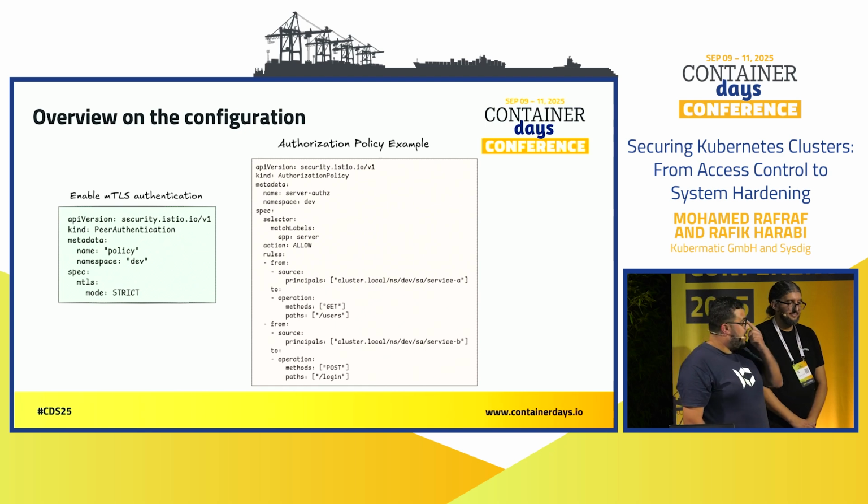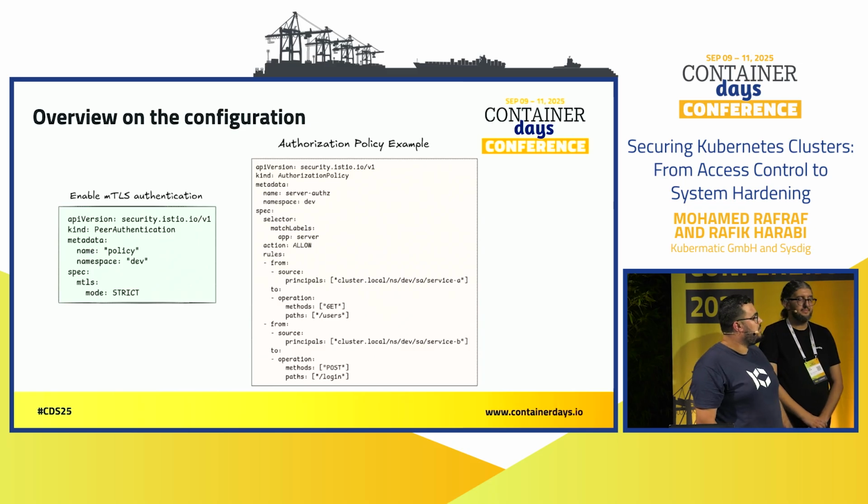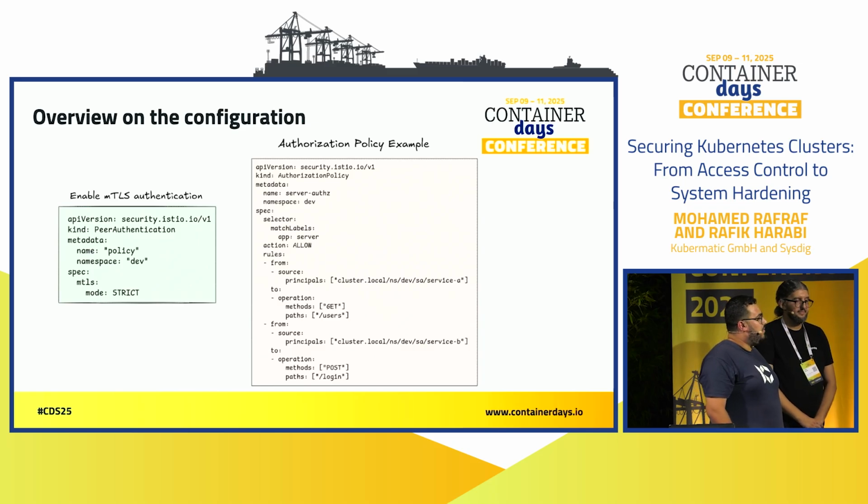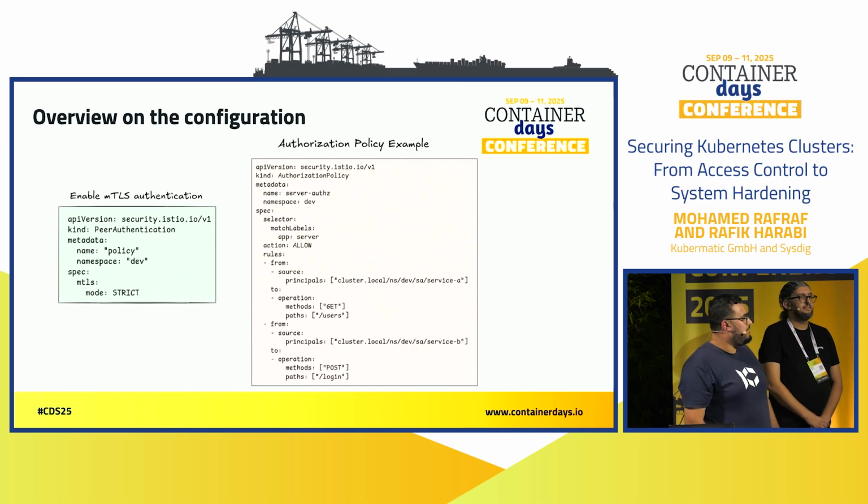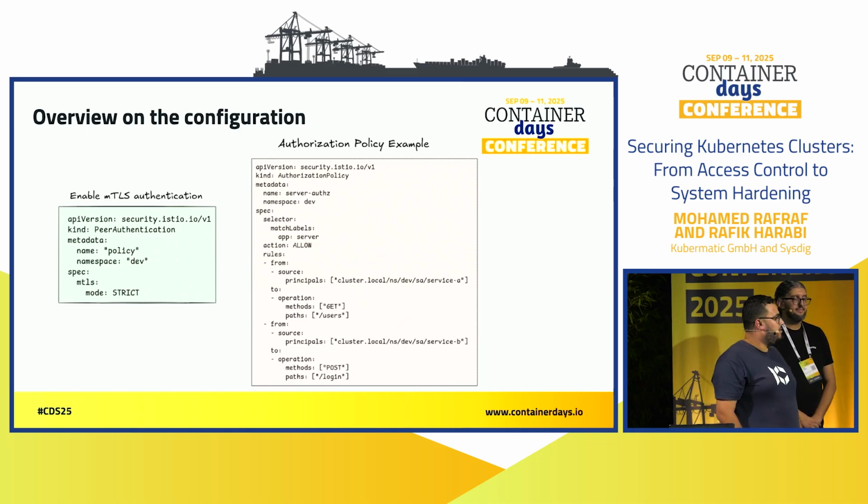On the other side, we have an authorization policy example. As you can see, we can select the application that we want. We have the action, and we can define our rules, for example, by selecting the service accounts for our services and mentioning the operations that we want to allow or restrict.